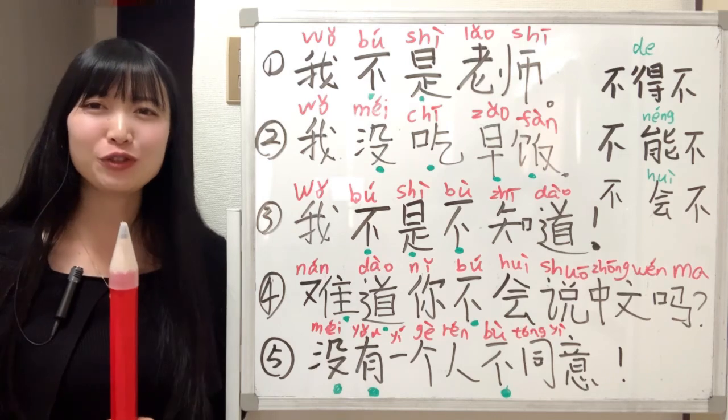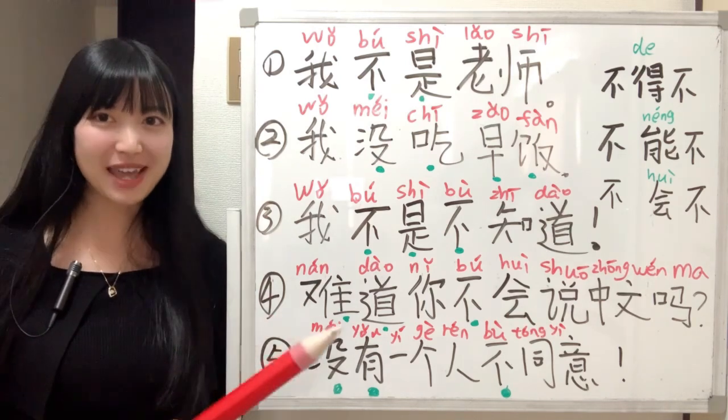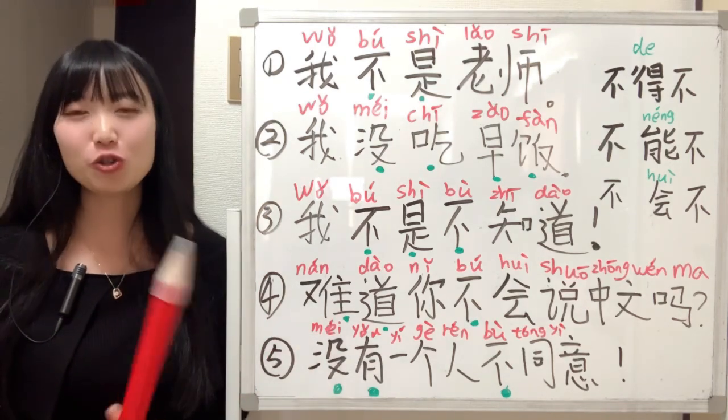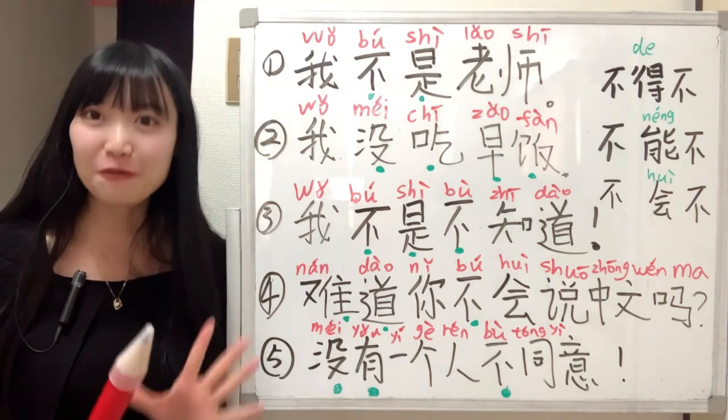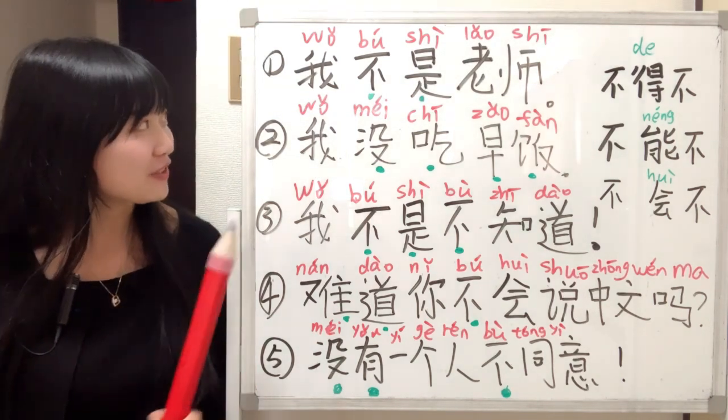Do you know how to say no in Chinese? 不, 没, right? And something else. Today we are going to learn five basic negative Chinese sentence patterns.